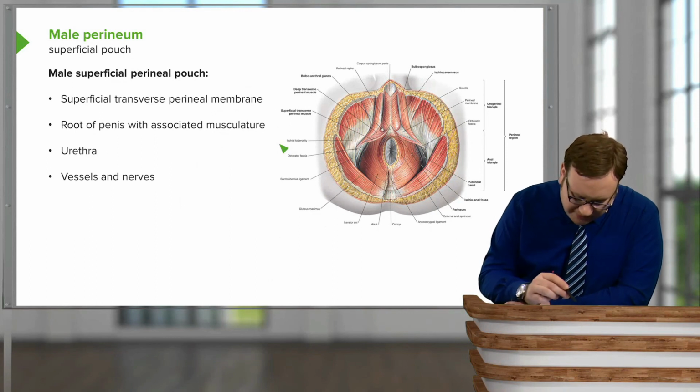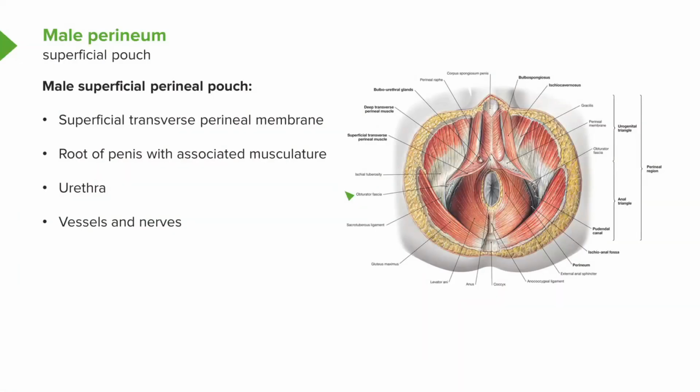Within the male superficial perineal pouch, we have the superficial transverse perineal muscles, see them here and here, attached to the superficial surface of the perineal membrane. We have the root of the penis, which we can see here, covered by their associated musculature. Here's the root of the penis, the beginning of the corpus spongiosum, covered by bulbospongiosus muscle. Here we have the crus of the corpus cavernosa, covered by their muscle ischiocavernosus, and they're running in this way.